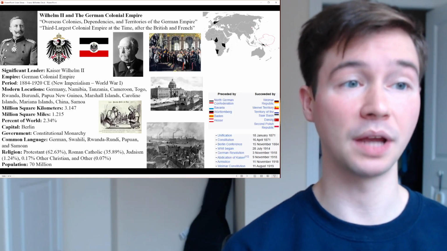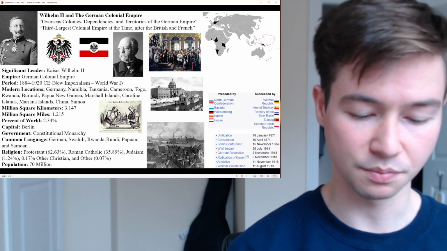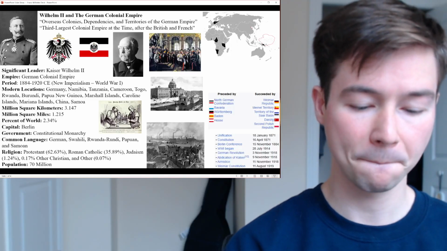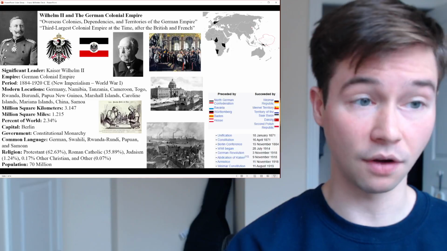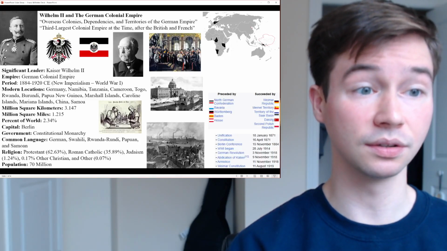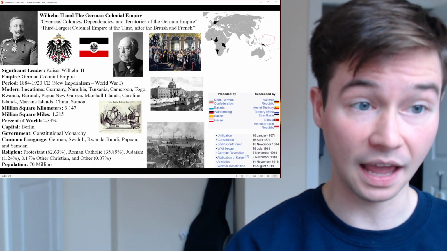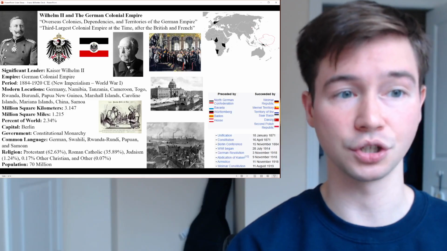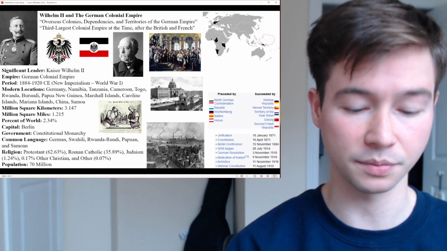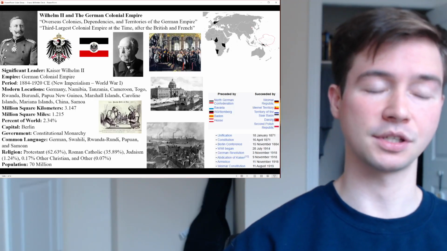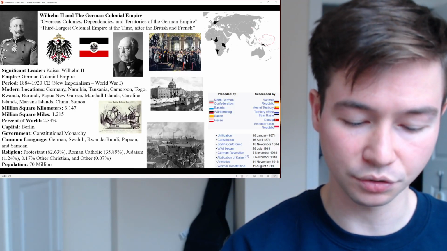Images in the top left, we have Wilhelm II in his military attire. To the right of that, we have the coat of arms, as we can see the famous eagle of Germany. And to the right of that, we have the flag of the German Colonial Empire, or the German Empire more broadly, which has the coat of arms in the center with the famous black, white, and red horizontal stripes.